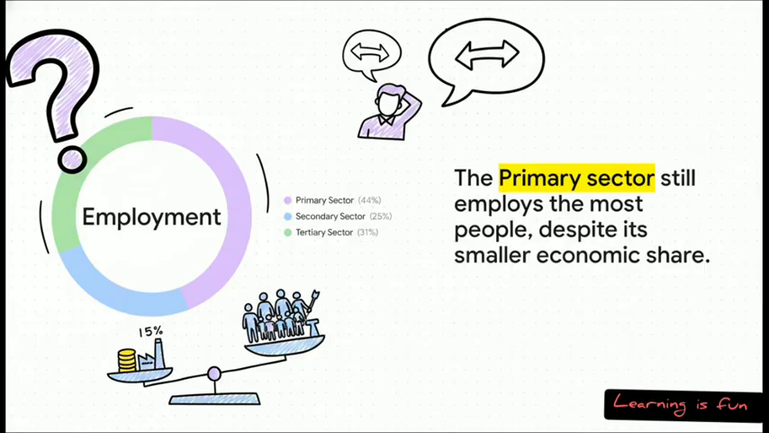And this is the puzzle. The primary sector, remember the one contributing just 15% to the economy? It still employs a massive 44% of the workforce. And the booming service sector? It employs far fewer people. The economic output and the employment numbers are telling 2 completely different stories. What is going on here?